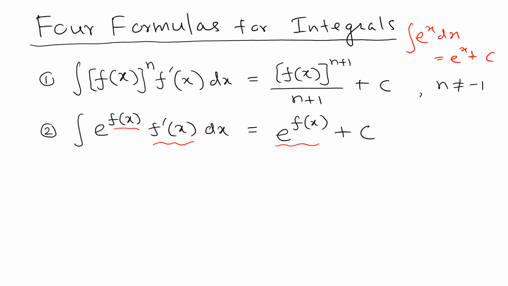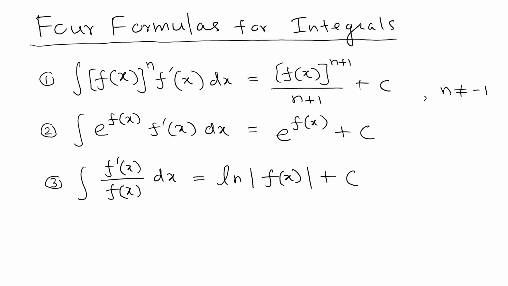And the third one. You have a function and its derivative is on top. If it is like that, you know this result. What's the result? The integral of 1 over x dx equals ln absolute value of x plus c. That's the same idea here. If you have the function and its derivative on top, you can write this answer as ln absolute value of f(x). So that's the third one.